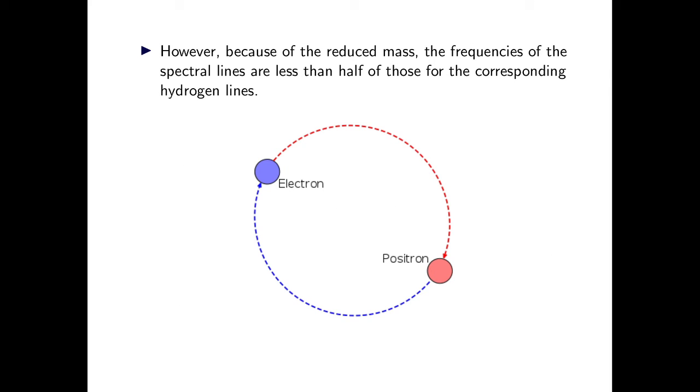Okay, and the spectral lines are divided in half right here, and over here we have a picture of a positron and electron, and this is a very simple representation of a positronium system. So yeah, the next slide.